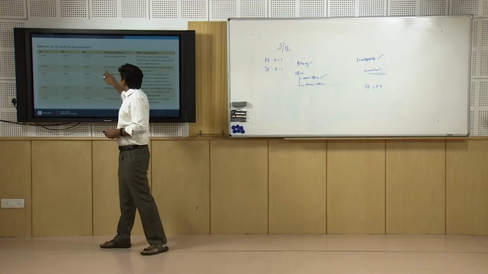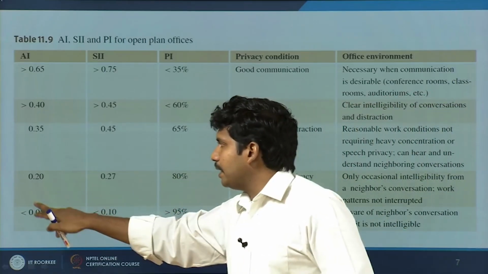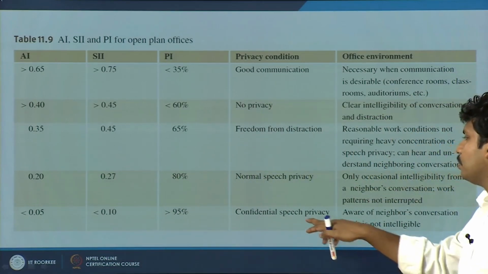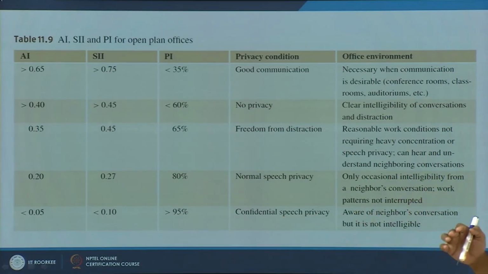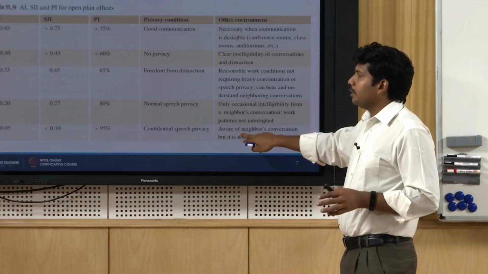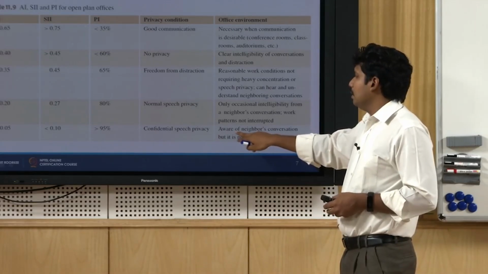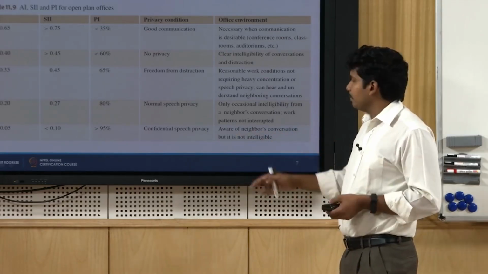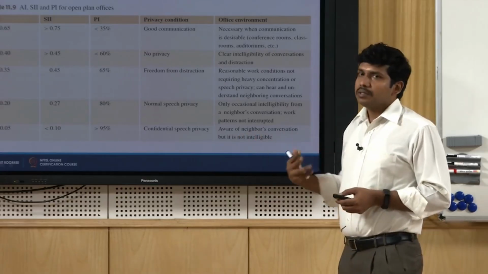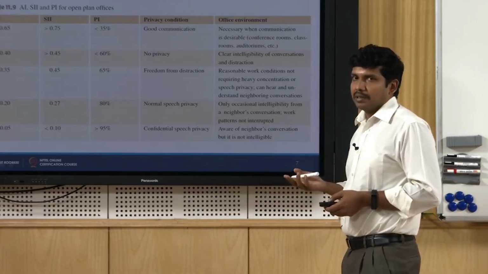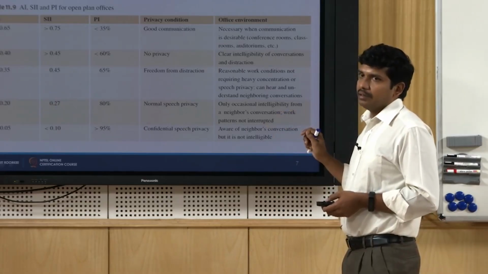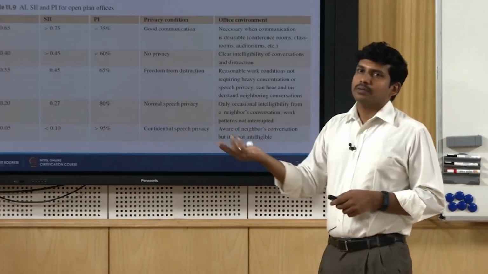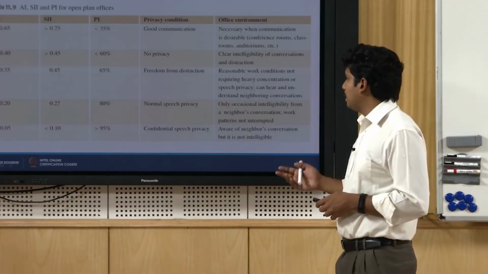Say greater than 0.4, there is no privacy. On the other side, if you come as low as 0.1 of speech intelligibility index, you have confidential speech privacy. You also have to know, even at 0.1 or lesser speech intelligibility, the person is aware that there is a conversation happening. It is not a blanket insulation. You are aware that there is some conversation going on, but it is not intelligible. That is exactly what we are talking about here. We are not talking about a total zero proofing here. You are able to know that some conversation is going on, but you will not be understanding what it is.